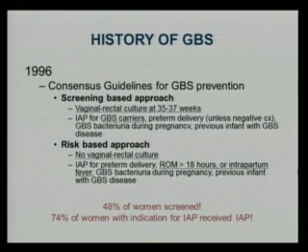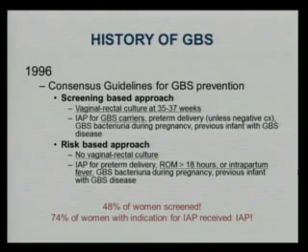And then in 1996, they came up with the consensus guidelines for GBS prevention. There were two approaches, a screening-based approach and the risk-based approach. They were a little bit different. I've underlined those areas where they differed and then where they were the same.